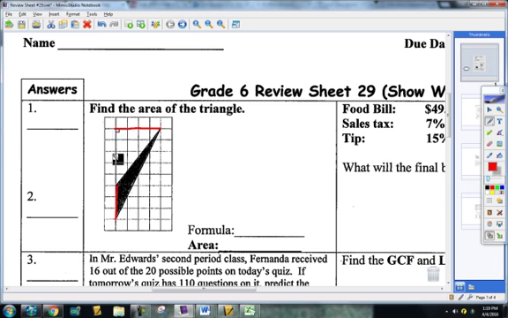Now all you're going to have to do is figure out how many squares long it is here, how many squares it is long there, and then take those two dimensions and plug it into your formula, okay, which you can find in your Learning Target 2 notes.